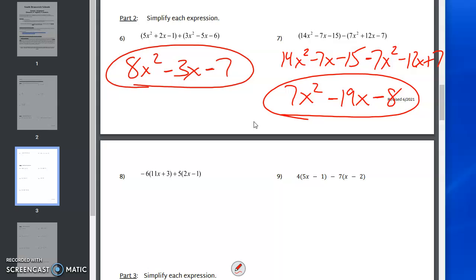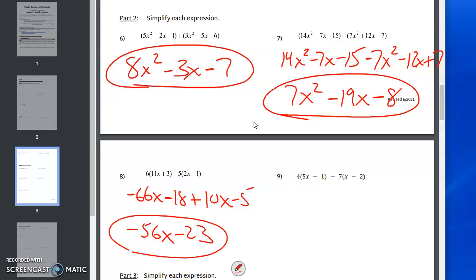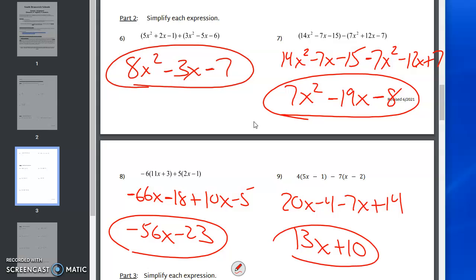Down here, we're distributing and combining like terms. Negative 66x minus 18 plus 10x minus 5. And then you combine the like terms. Negative 56x minus 23. Same deal here. 20x minus 4 minus 7x plus 14. We get 13x when I combine the 20x and negative 7x. We get plus 10, we combine negative 4 and 14. And those are your 4 answers to section 2 of this summer assignment.